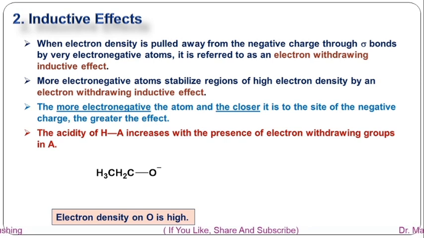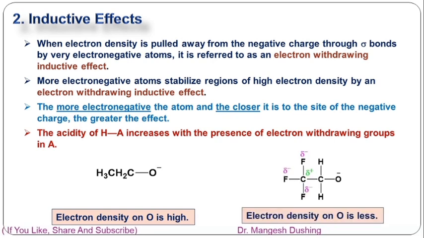So in ethanol, electron density on oxygen is high. There is no electronegative atom to pull these electrons, but there is an ethyl group which exerts plus I effect, electron donating inductive effect, which increases the electron density on oxygen and destabilizes the conjugate base. While in case of trifluoroethanol, there are 3 electronegative atoms, fluorines, which exert minus I inductive effect, which pulls electrons towards that group. So electron density on the oxygen is less, making the conjugate base more stable.